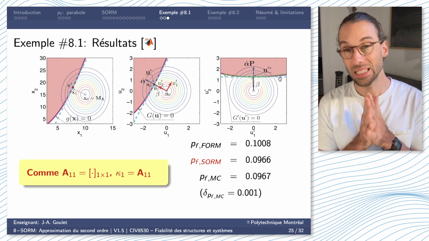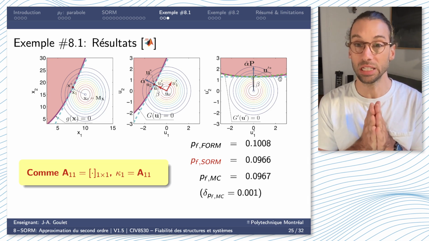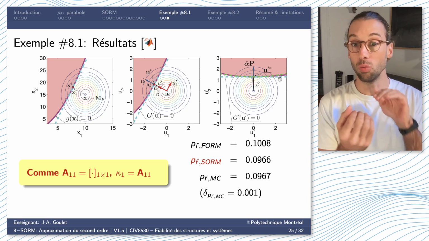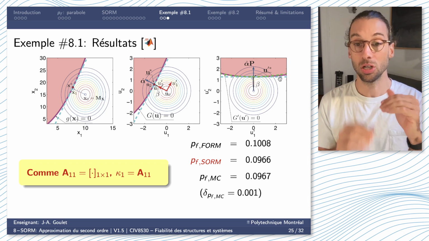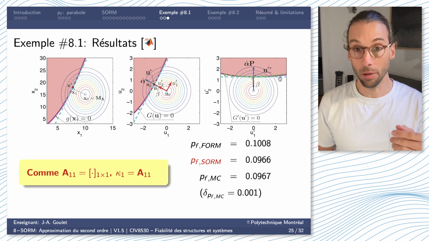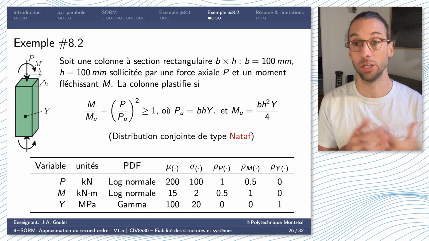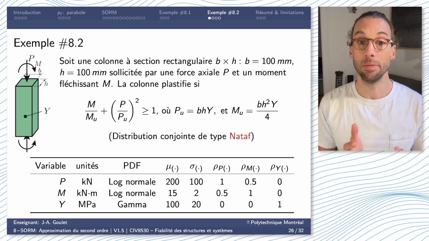But here it's not representative of the full extent of the SORM method, because we have only 2 dimensions. So we don't need that second transformation to really be able to decouple our curvature. So now we're going to illustrate this with a 3-dimensional problem.